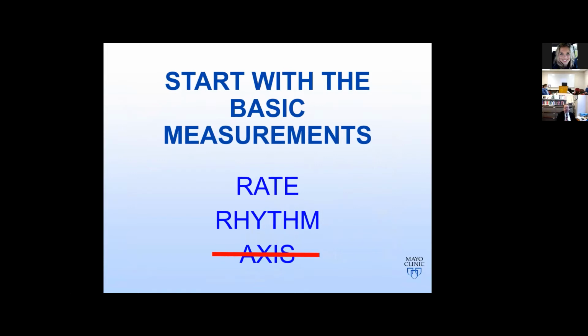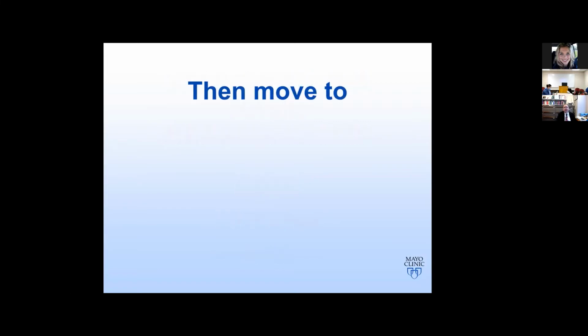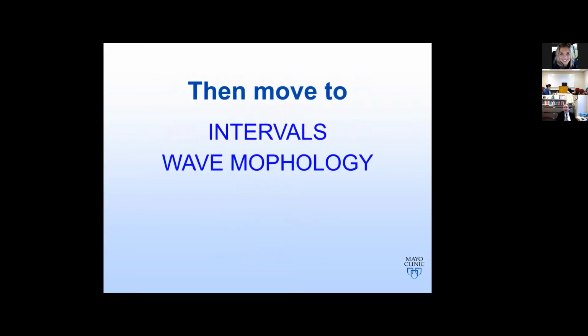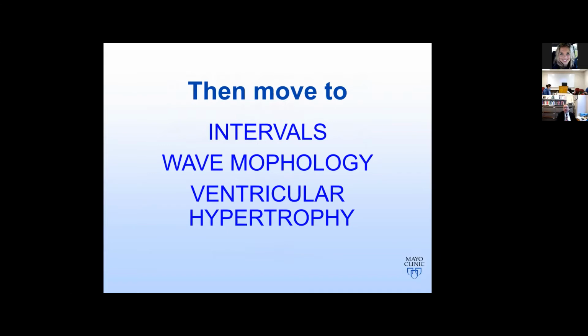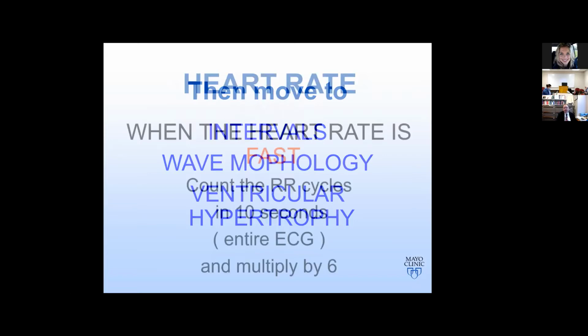If you see left axis deviation, the main cause of that would be an AV canal type defect. That's one of the main causes of left axis deviation, but we're not going to go through those specific findings in pediatrics. Then we're going to move to intervals, wave morphology, and ventricular hypertrophy. If you go through this basic technique, you will pick up almost all abnormalities of the ECG.